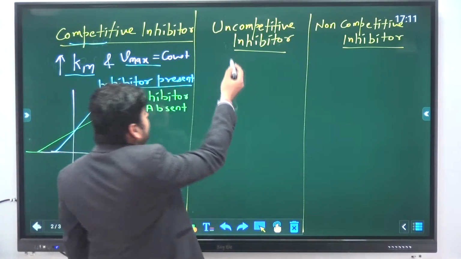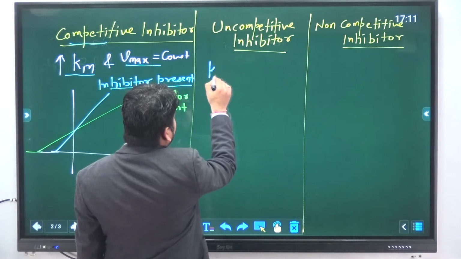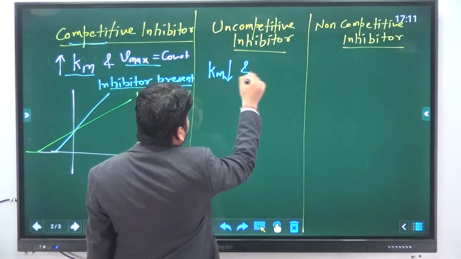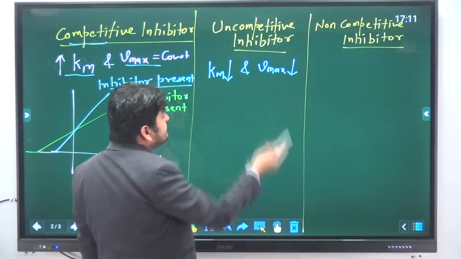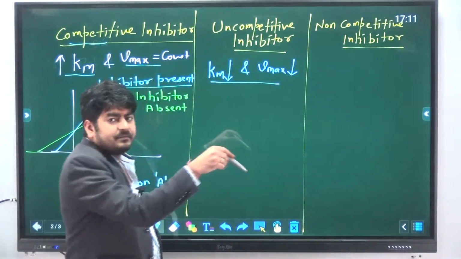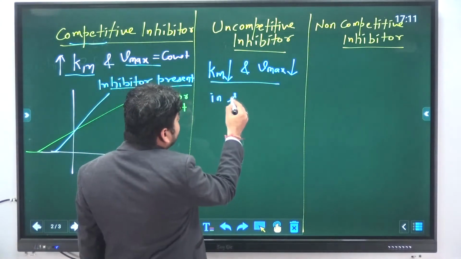And when we have an uncompetitive inhibitor, what does it do? It decreases the Km and it also decreases the Vmax. And the best thing is it decreases both of them by the same amount.